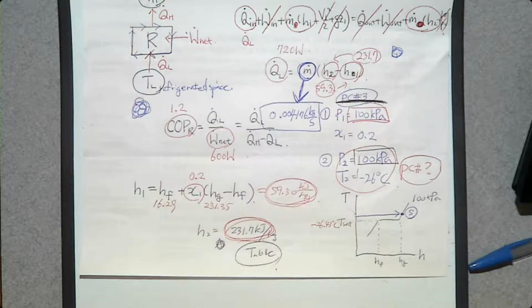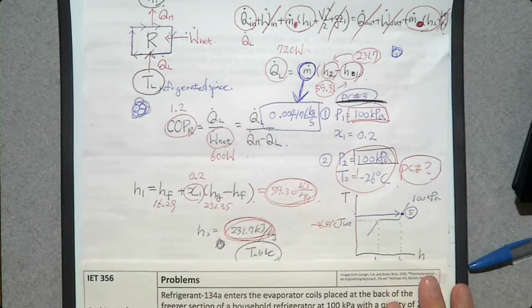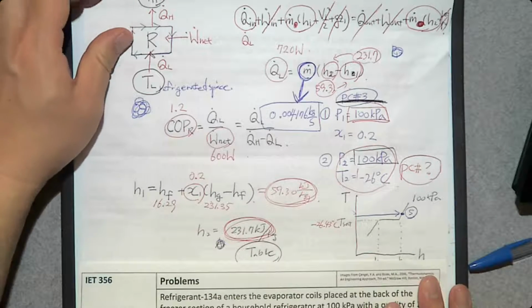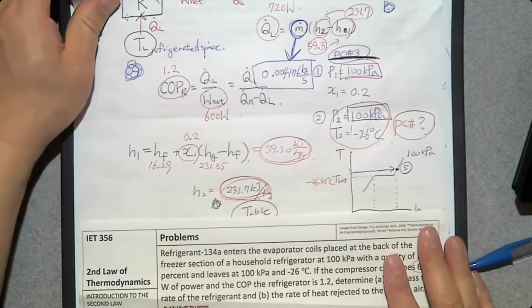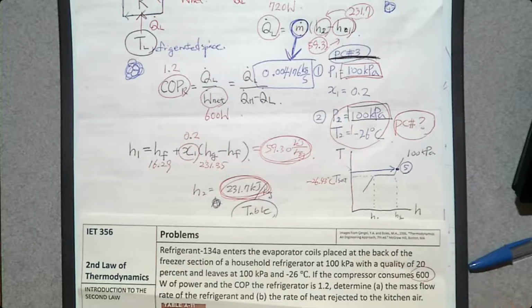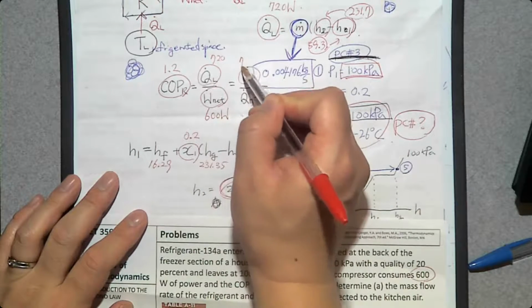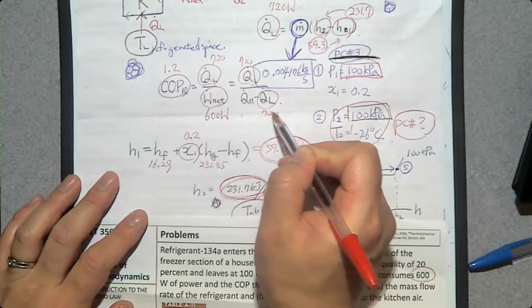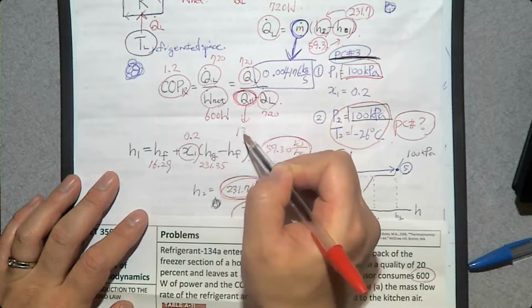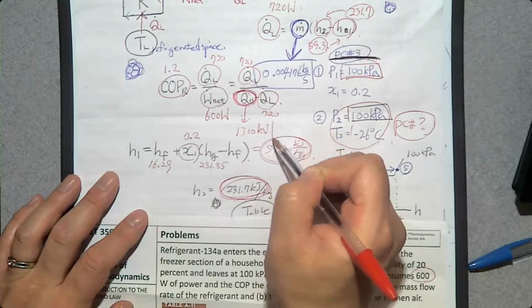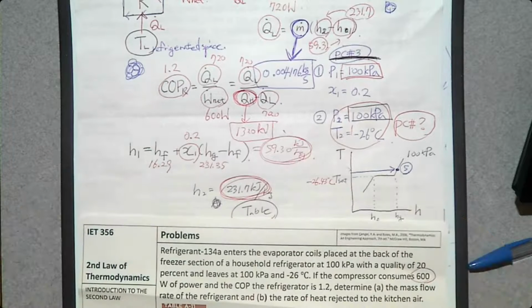Any question? What is the rate of heat rejection to the kitchen air? That is Q dot H. Since this one is 720, we can find Q dot H, 1320 watt. That is the heat rejection.